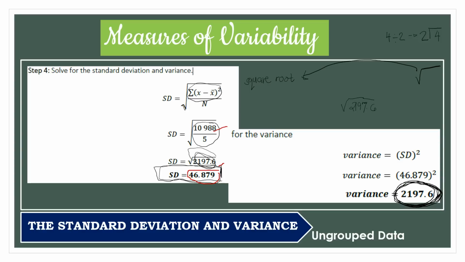So for the variance, we simply square this value. So 46.879 squared is 2,197. Or if you will go back before getting the square root, you can already say that the value inside that radical sign is the variance. Okay, variance.